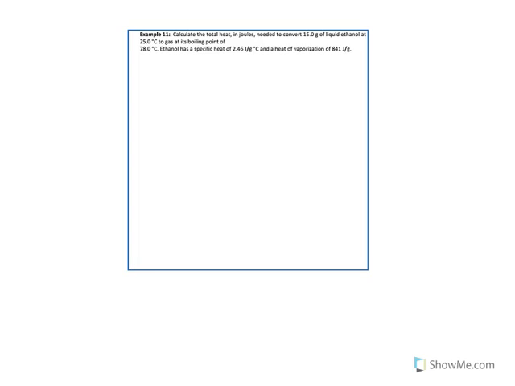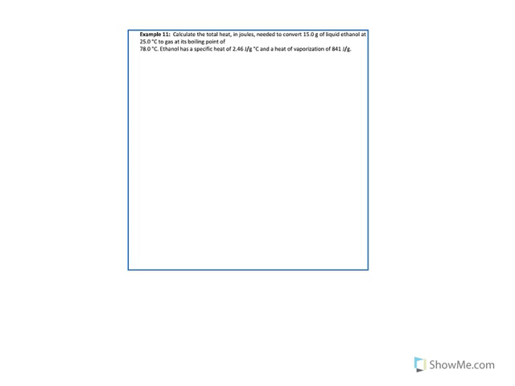Okay, now we're going to put this all together. We're going to calculate the total heat in joules needed to convert 15 grams of liquid ethanol at 25 degrees Celsius to a gas at its boiling point of 78 degrees Celsius. Ethanol has a specific heat of 2.46 joules per gram degree Celsius and a heat of vaporization of 841 joules per gram.